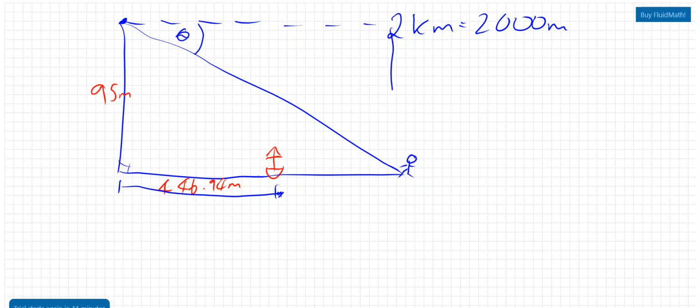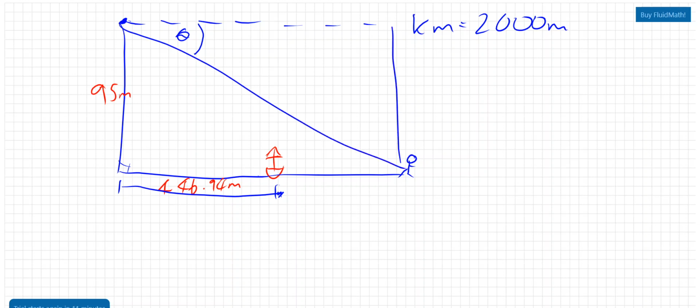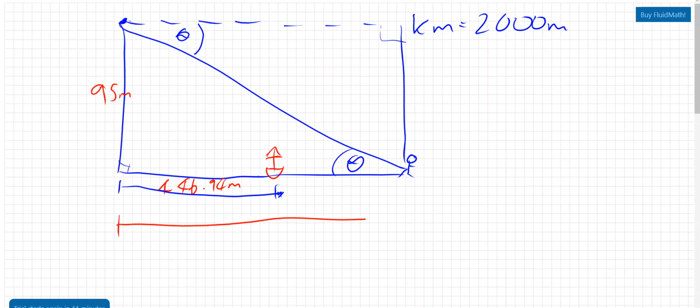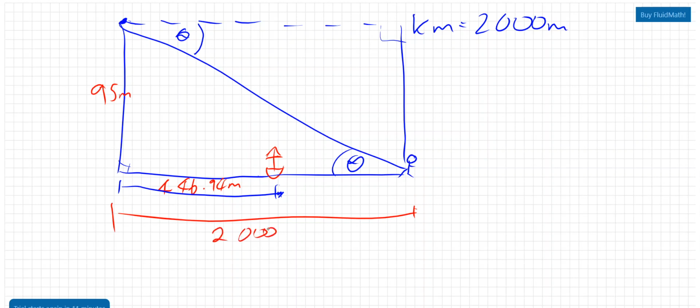Now, if it helps, you can draw another right angle triangle up here. There we go. And you can use either one. But I know that this angle here is also going to be the same angle there. So I might just use the triangle on the bottom. And the other length, from the base of the cliff to the swimmer, is 2,000 meters.